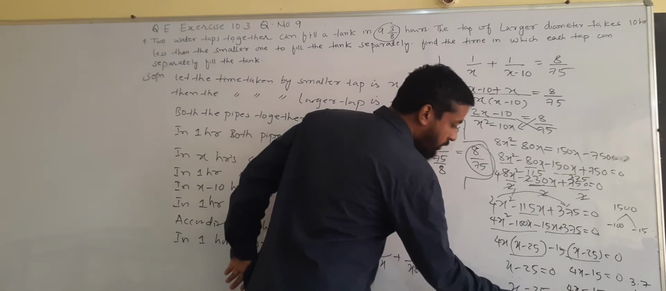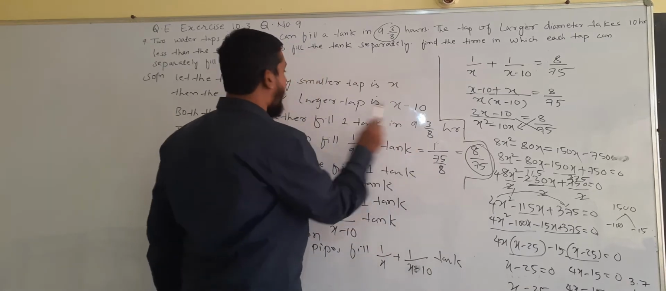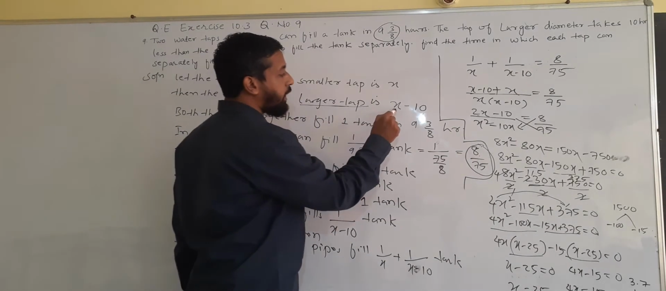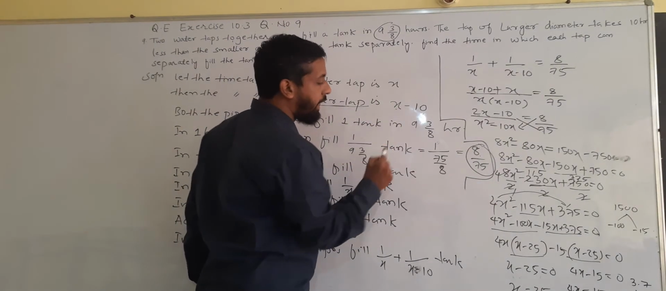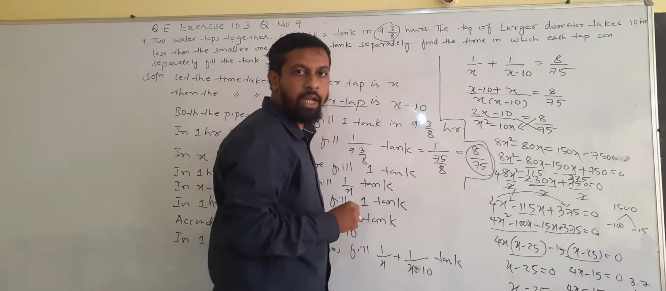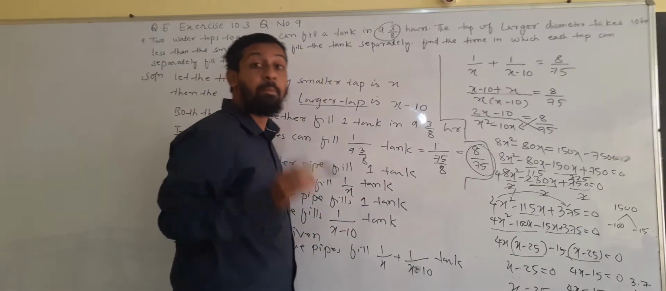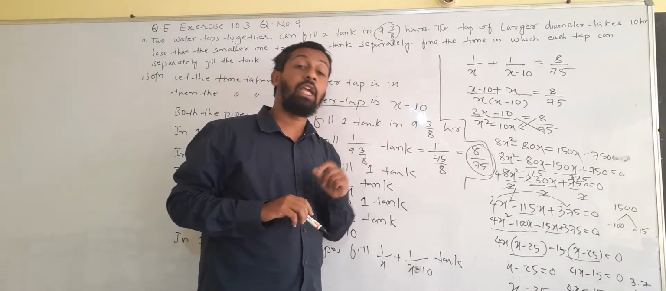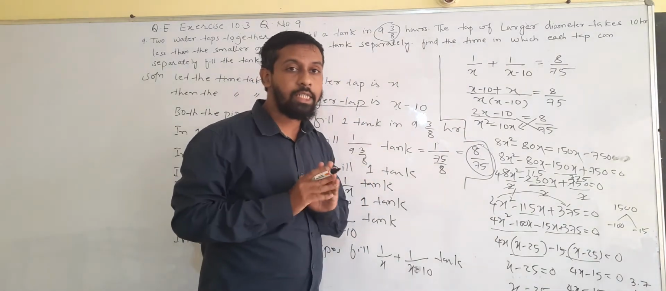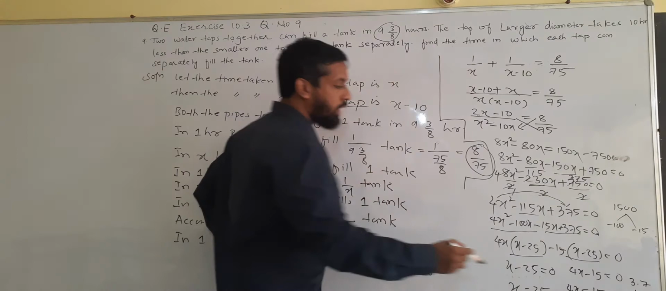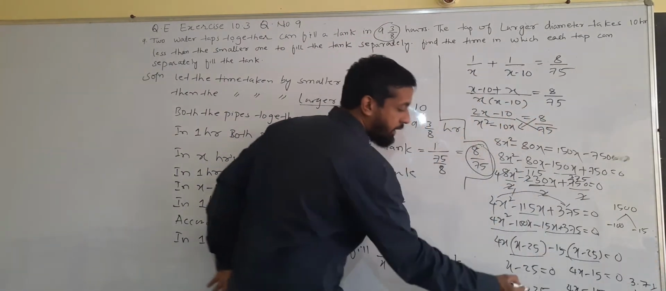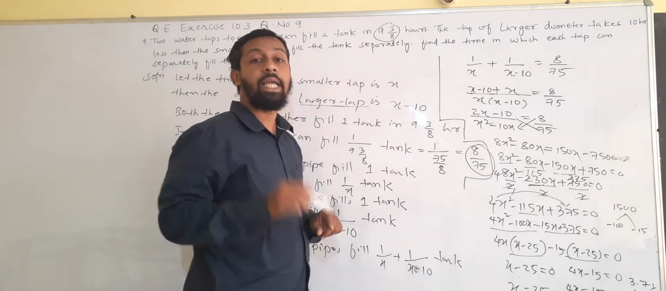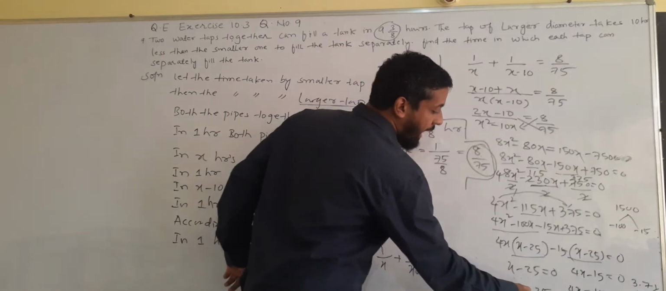Now see here, when you substitute 3.7 to find the time taken by the larger pipe, what will happen? 3.7 minus 10 will give you minus 6.3, and hours cannot be negative. So this is not the correct answer. This is the correct answer. When you subtract 25 minus 10, you will get a positive answer. So this is the right answer.